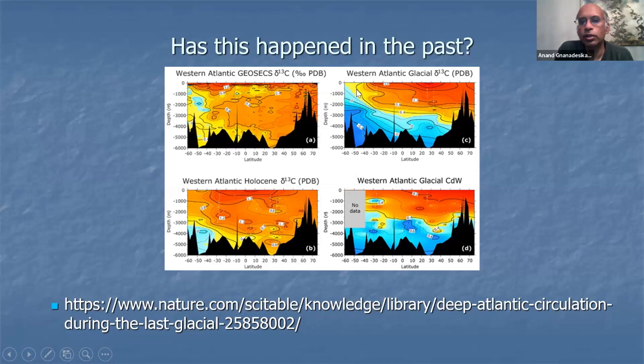But during the last glacial, you see this intermediate water that has a different color than the waters above it and below it. And during the last glacial, that basically went away. So that the Atlantic circulation here is not penetrating to as great a depth. Okay, so that's the circulation in the Atlantic.